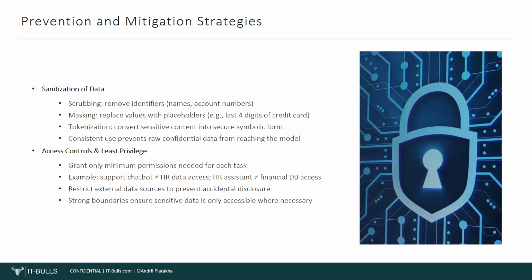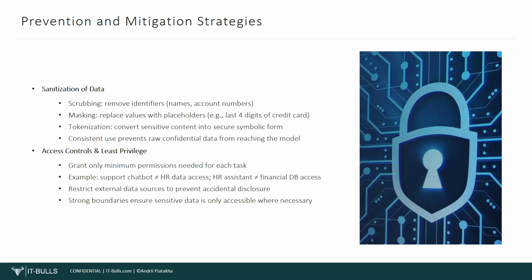Scrubbing means removing unnecessary identifiers such as names or account numbers. Masking involves replacing sensitive values with placeholders, for instance, showing only the last 4 digits of a credit card. Tokenization goes a step further by transforming sensitive content into meaningless symbols that the system can still process without ever revealing their underlying value. By applying these methods consistently, we reduce the risk that raw confidential data ever reaches the model in the first place.